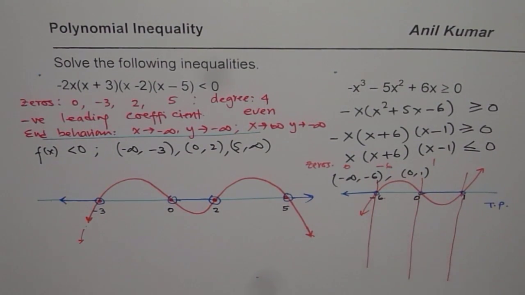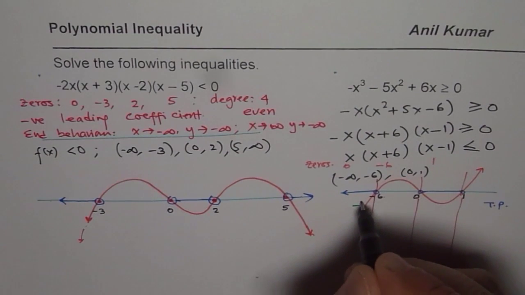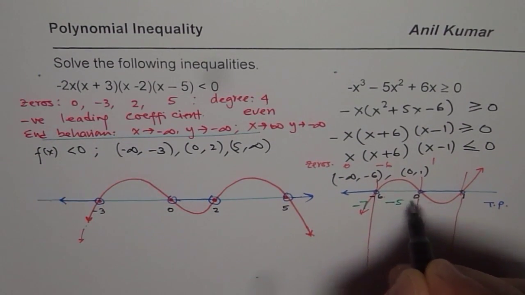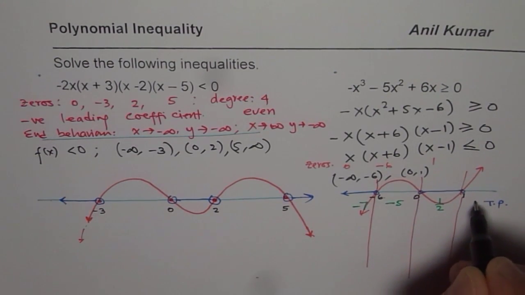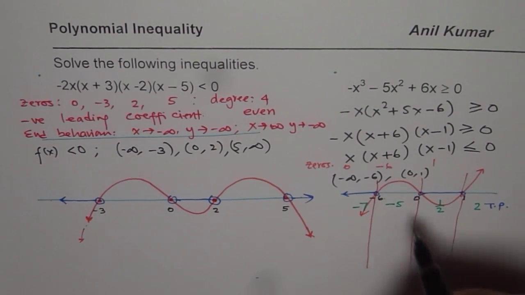So let us take a test point. Let us say our test points are -6. On this side is -7. On this side it could be 5, right? Between 0 to 1 we can take a test point as half, and then we can take a test point as 2. So these are our test points, correct?